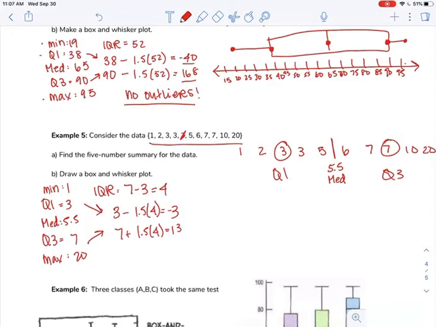I don't have anything lower than -3, so that one's fine. However, notice how I have 20. 20 is greater than 13. So therefore, I do have an outlier, and 20 is the outlier.